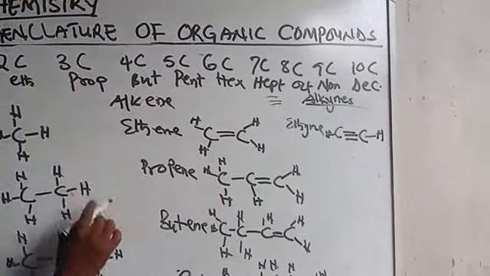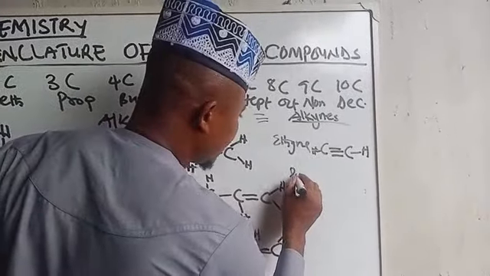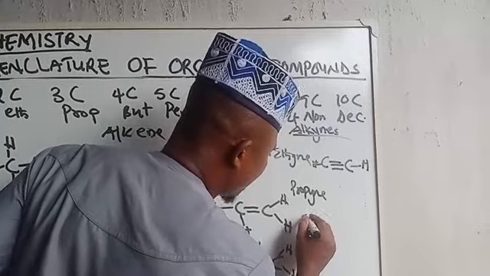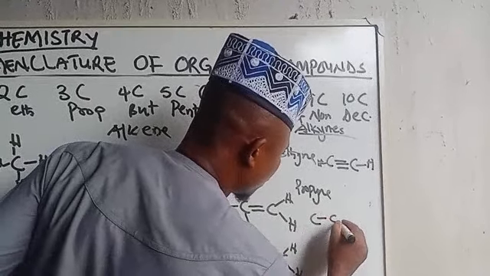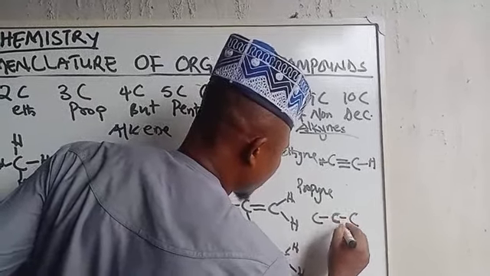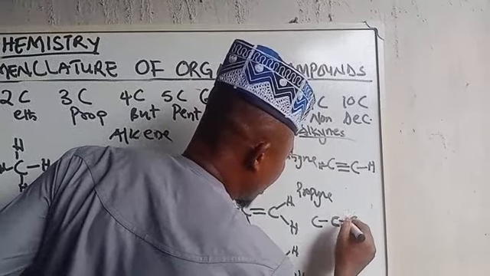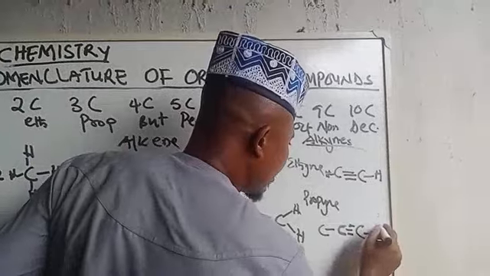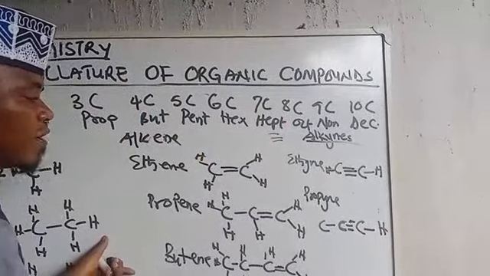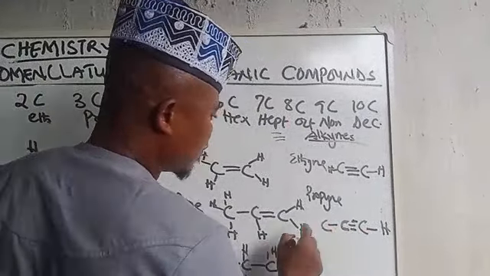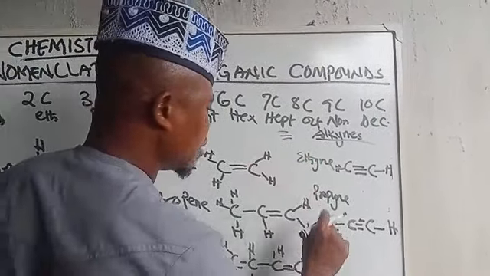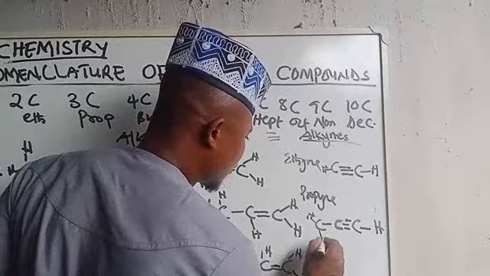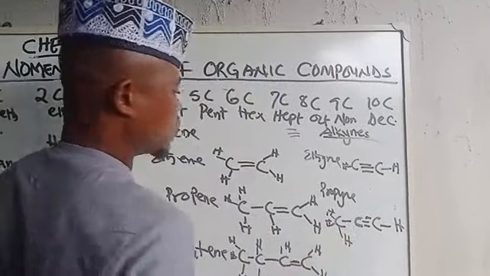Second member, 3 carbon atom, propyne. I'll write the structure for propyne as 1, 2, 3. Triple bond, 1, 2. This is a triple bond. So now this needs one hydrogen to attain tetravalency. 1, 2, 3, 4. This one does not need any hydrogen again. This one needs 3 hydrogen to be saturated.